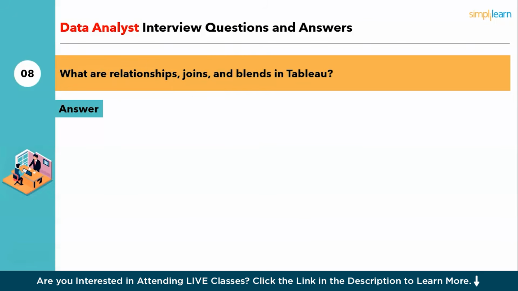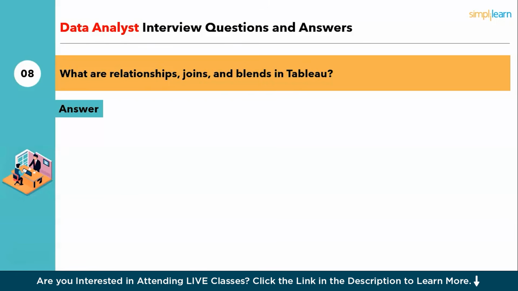What are relationships, joins, and blends in Tableau? So relationship is when you have a data set. Let's say you have loaded some sales data on one of the data visualization tools, maybe Power BI or Tableau, then you create a relationship between the data tables. Sales data is not all together in one single data table. You might have customer data in a dedicated table, product data in a dedicated table, orders data in a dedicated table, and sales data.